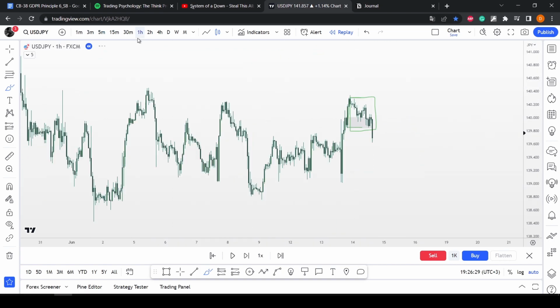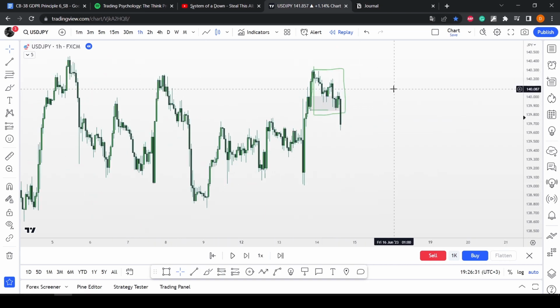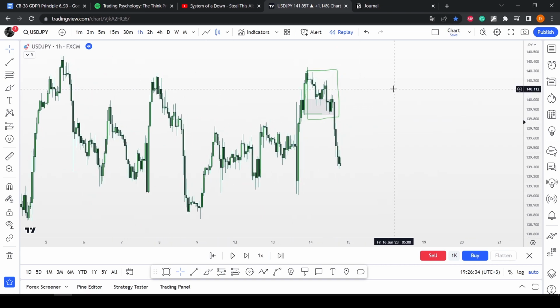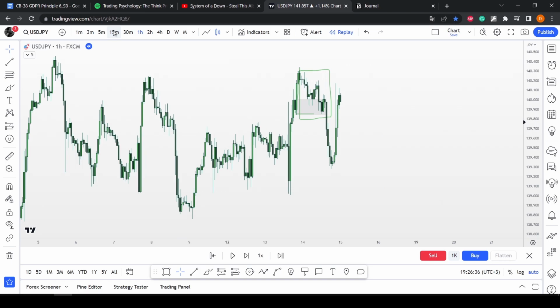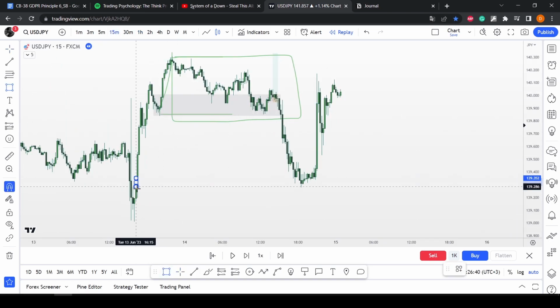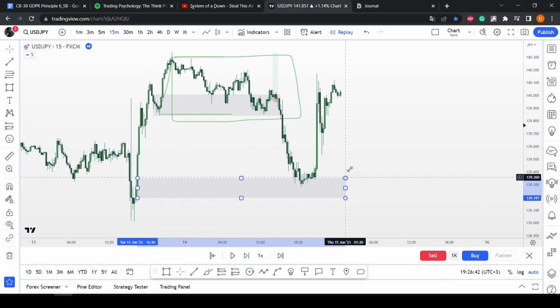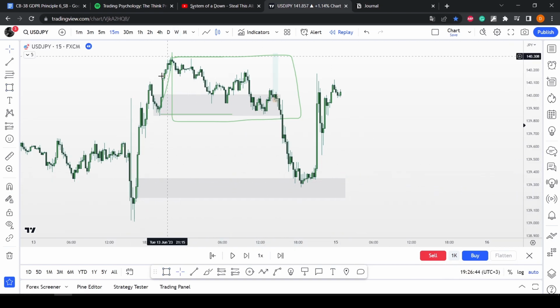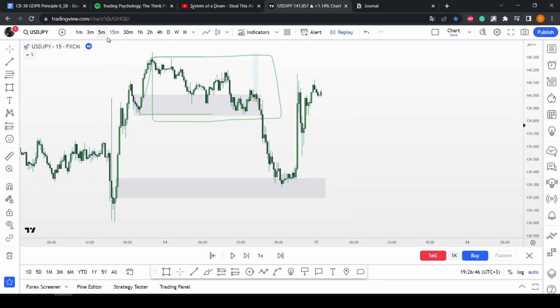So it was a loser. But look what happened further. The market really reacted to this last unmitigated portion of the 1 hour zone and just started a really nice move.